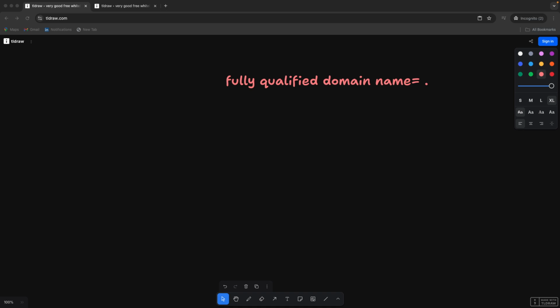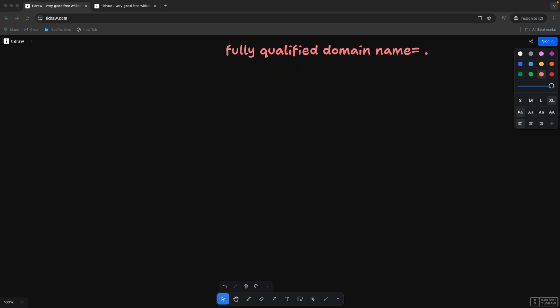Okay, so a fully qualified domain name is the exact or the absolute address. For example, www.google.com. That is the actual or the exact name.